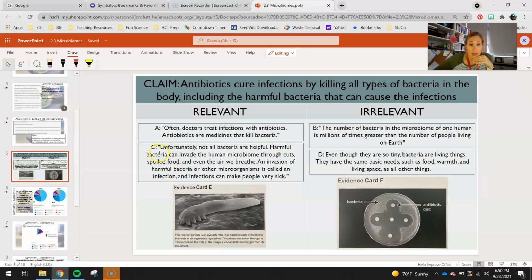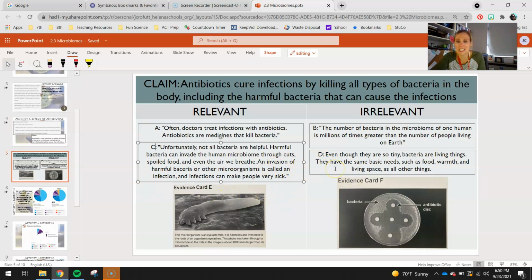Evidence card C, also out of the human microbiome article that we read in 2.2. Unfortunately, not all bacteria are helpful. Harmful bacteria can invade the human microbiome through cuts, spoiled food, and even the air we breathe. An invasion of harmful bacteria or other microorganisms is called an infection, and infections can make people very sick.